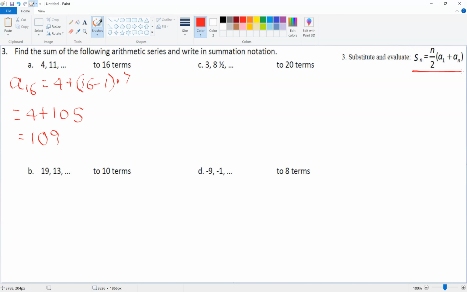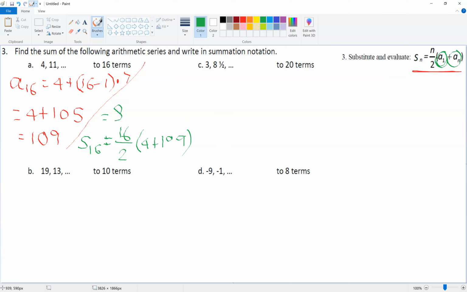Now use this formula. Do you understand this formula? Could you re-explain it? Sn. I'm trying to find the sum of 16 terms. So what is n? 4. No, you're still not understanding. Oh, so then would it be 16? So it's 16 over 2. What is the first term? Okay, 4. And what is the last term? 109. 109.